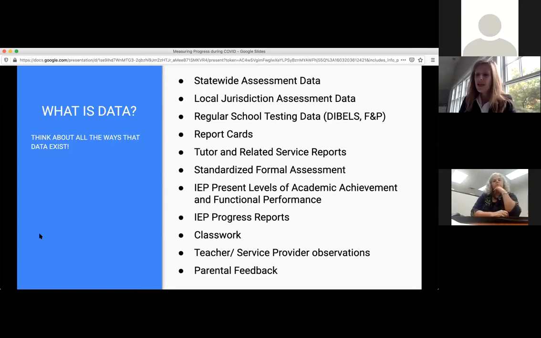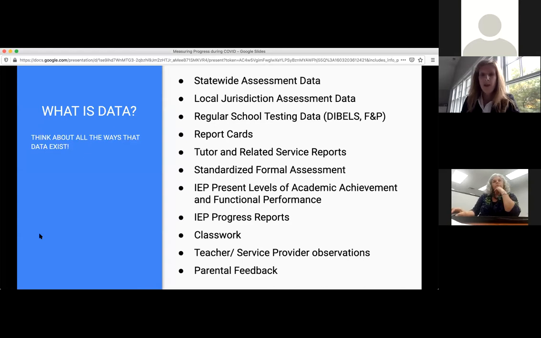Your standardized formal assessment, that's going to be most likely your triennial evaluation. This is a one-on-one evaluation, obviously. It's a very specific moment in time. And you're looking at what your child's potential is. It's really important to be looking at this type of assessment over a period of time. So you want to go back, I would say, at least 3 to 5 years.